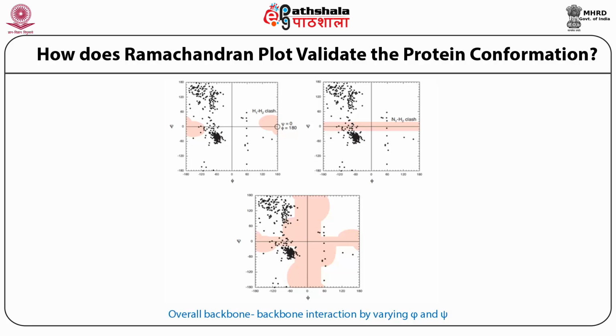All these shaded regions are disallowed or unfavorable because of steric clashes. Because of the energy reasons, these regions cannot be assumed by an amino acid sequence. That is the conclusion of this Ramachandran plot based on the backbone interaction. By doing this, keeping phi and rotating psi, or keeping psi and rotating phi, these theoretical calculations led us to this particular beautiful plot which is called the Ramachandran plot.